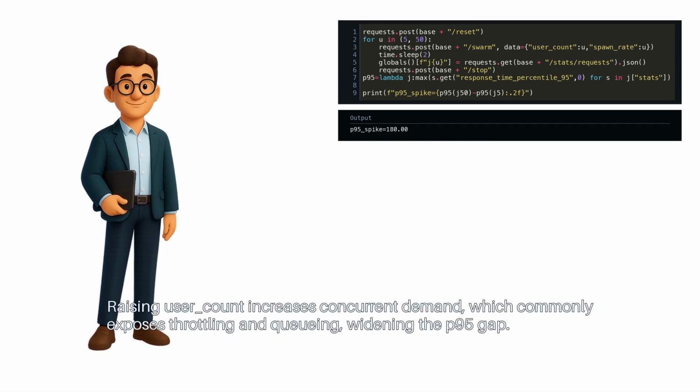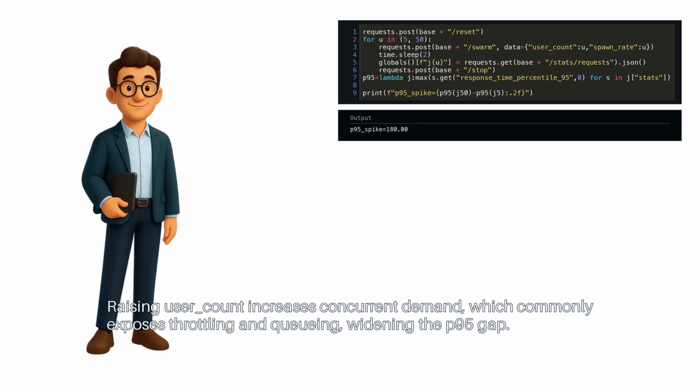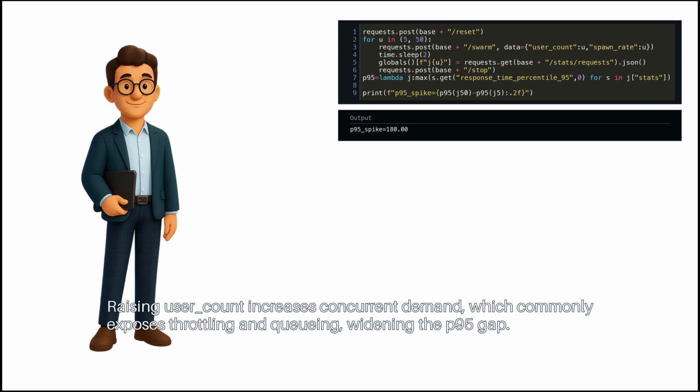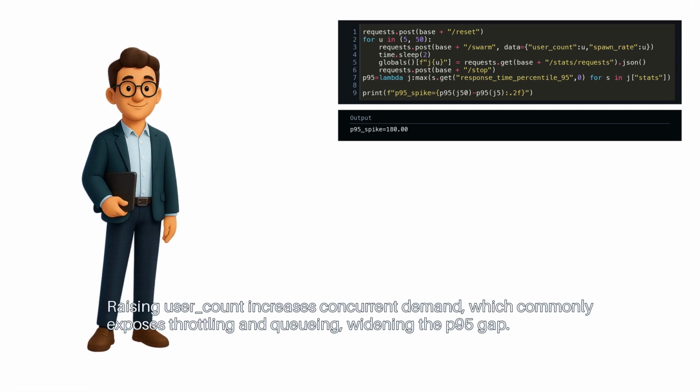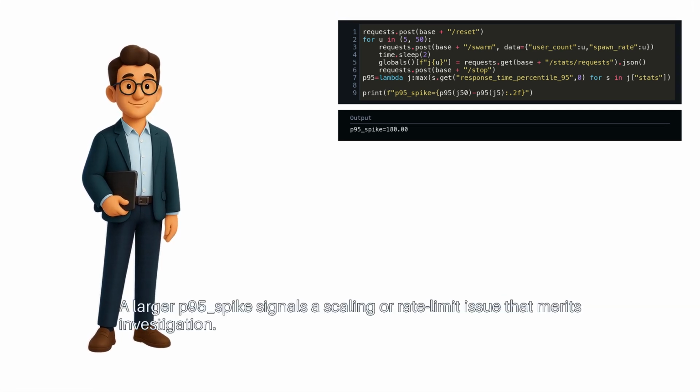Raising user count increases concurrent demand, which commonly exposes throttling and queuing, widening the P95 gap. A larger P95 spike signals a scaling or rate limit issue that merits investigation.